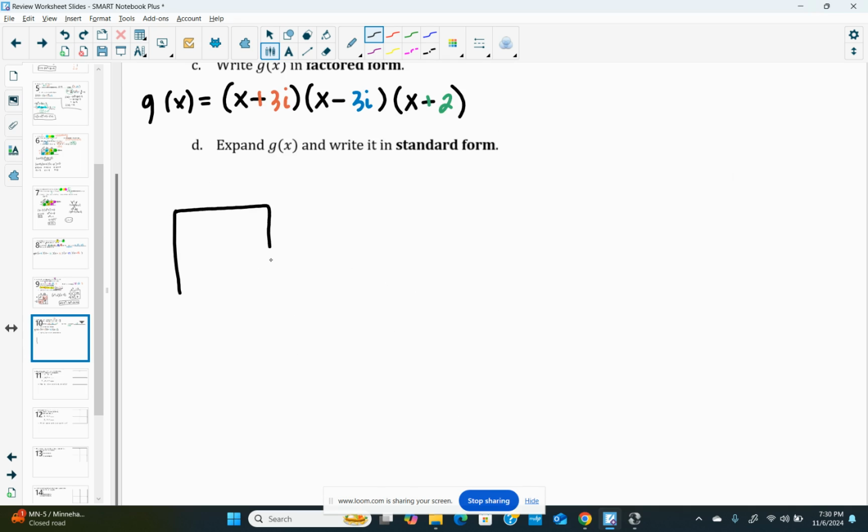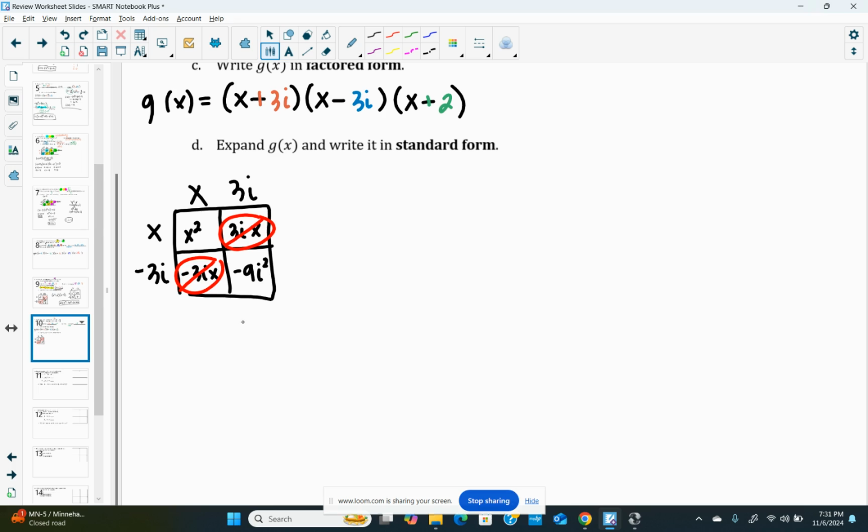So start by multiplying those conjugates. So multiplying the conjugate factors, which is x plus 3i and x minus 3i. So we get x squared. We get 3ix, negative 3ix. And then negative 3i times 3i is negative 9i squared. So these ones are opposite, so they will cancel.